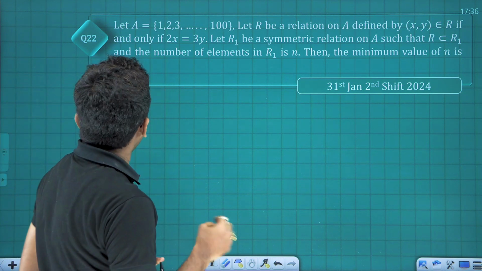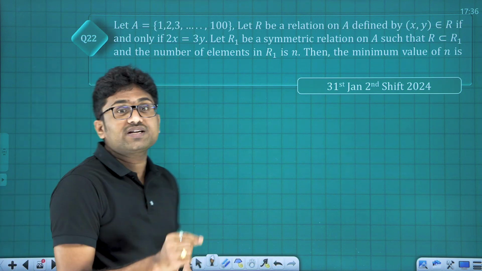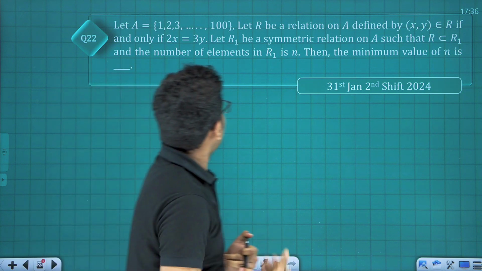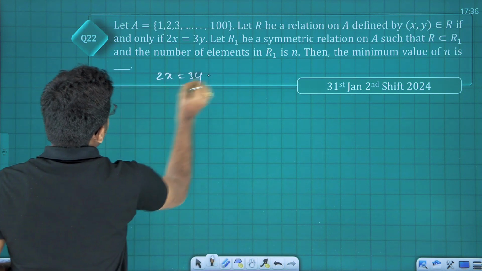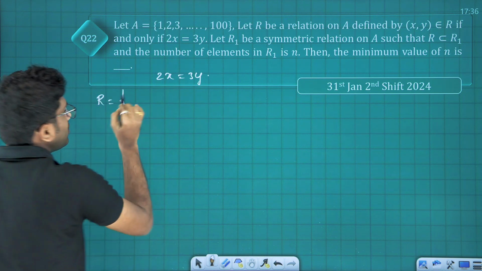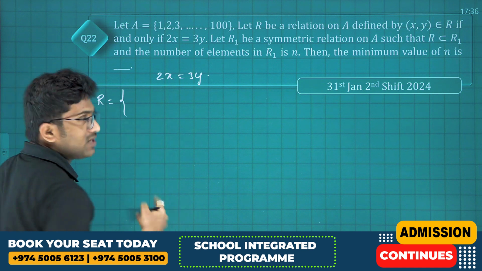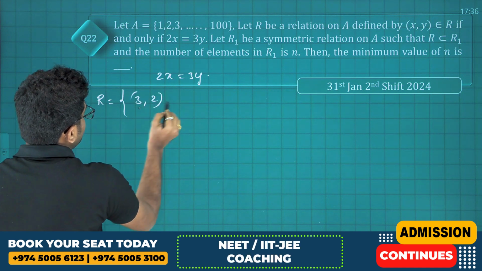Next question. Set A is equal to 1 to 100. Let R be a relation defined on A such that x and y are related only if 2x is equal to 3y. So 2x is equal to 3y means the ordered pairs of R will be, see friends, 2x is equal to 3y means if x is 3, y should be 2.